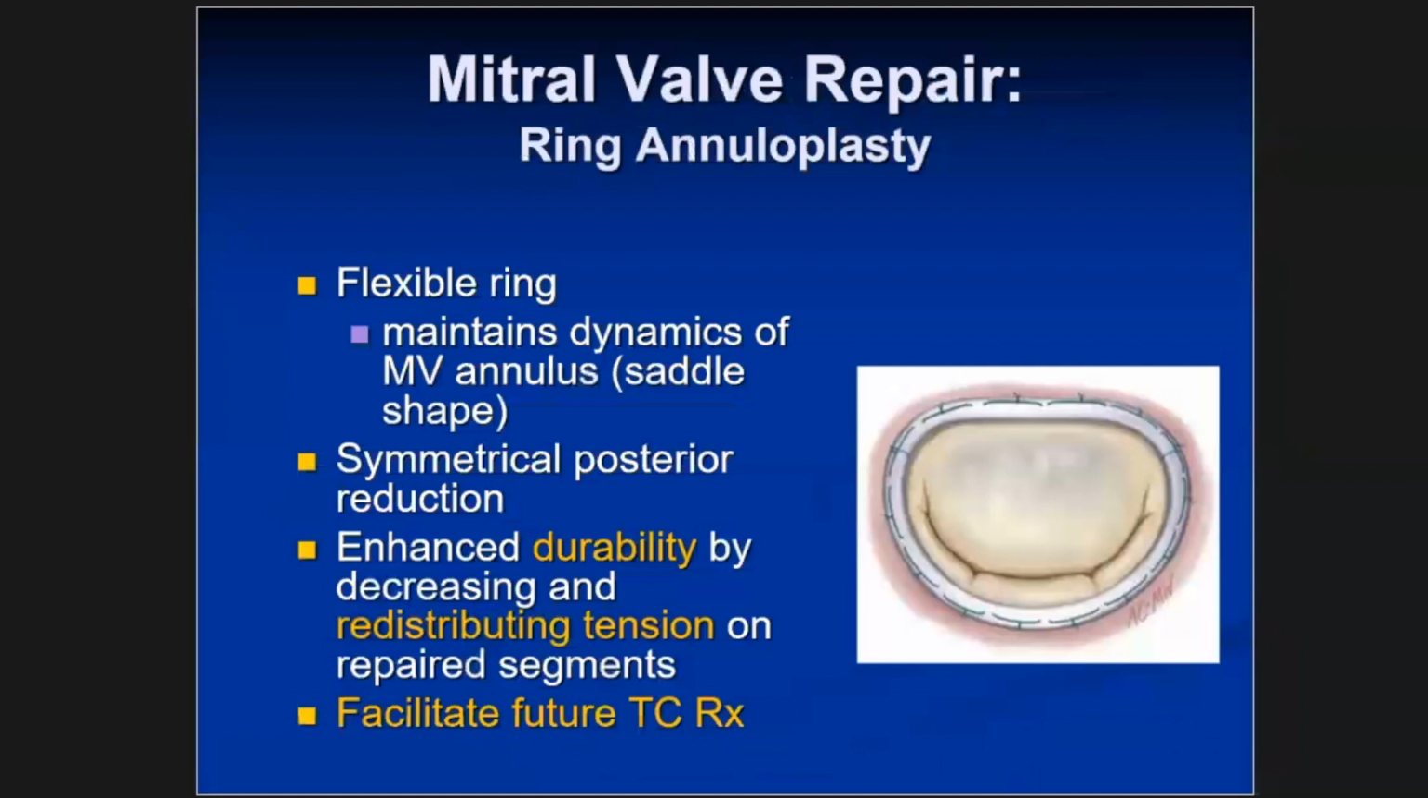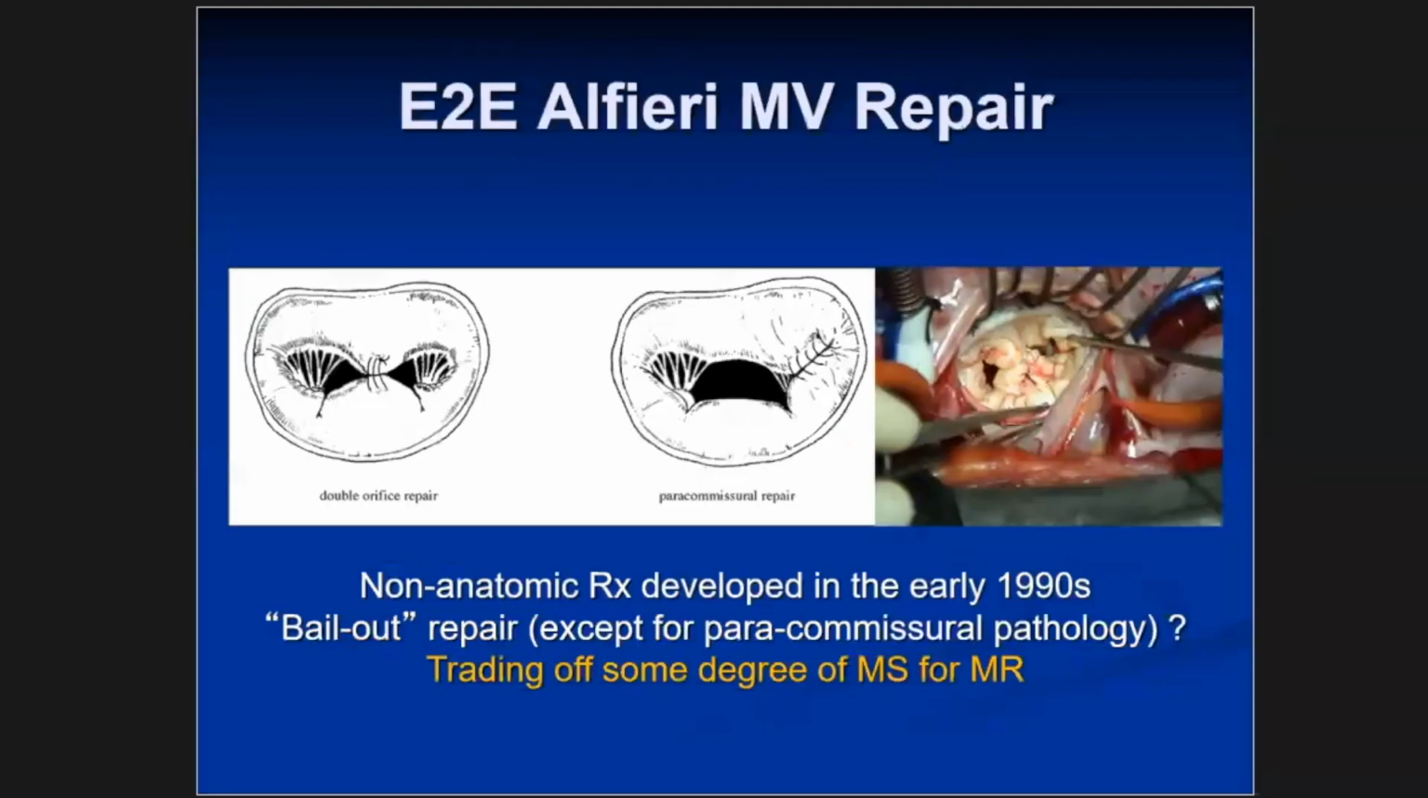And it's really critical, again, and very important to emphasize the importance of annuloplasty rings. So those are flexible titanium rings that we sew into the mitral valve annulus. It maintains the shape and the dynamics of the mitral valve annulus, the saddle shape. It allows for a symmetrical reduction of the posterior leaflet, but more importantly, it distributes the tension of the repair itself and allows for long-term success and durability. So, and now in the current era of catheter-based therapies, it allows for an anchor to future therapy.